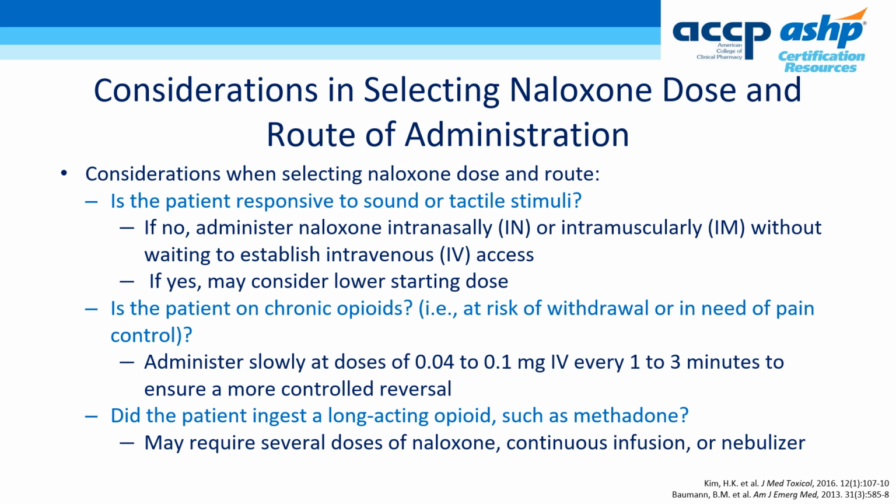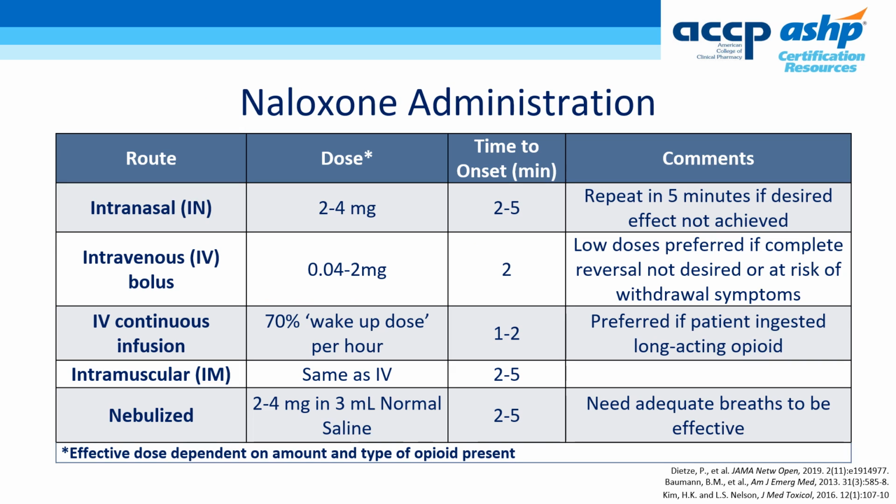And if the patient took a longer acting opioid like methadone, a continuous naloxone infusion or nebulization may better match the duration of action. This table lists the various routes of administration, recommended starting doses, time of onset, and a few helpful tips.